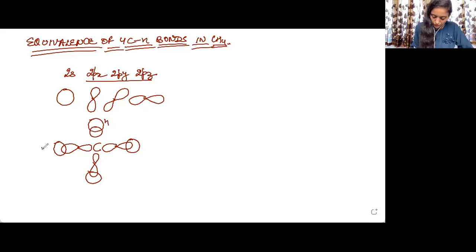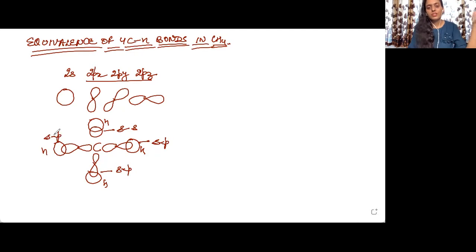So if we see, we can say that this is SS bond, right? This is SP bond. This is SP bond. This is SP bond. Now, if somebody asks you, are these 4 bonds equivalent? The answer will be no.